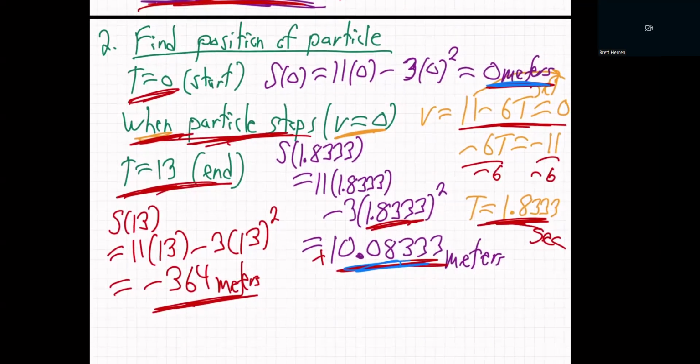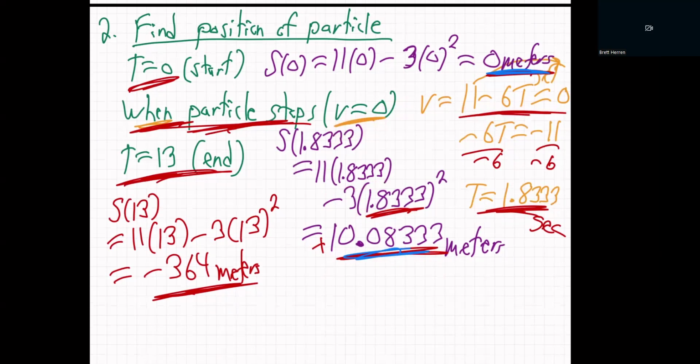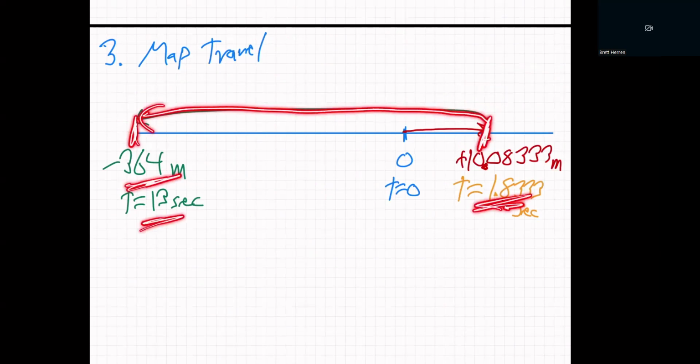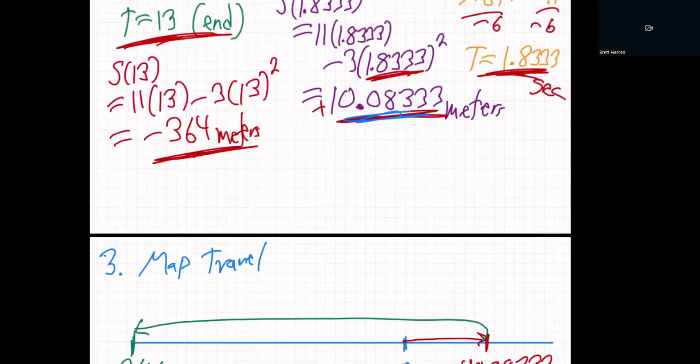It stopped going to the right and turned to go the other way. How did we know? We took the velocity. That was step 2, when the particle stops, meaning when the velocity is 0. So we set the velocity equation equal to 0, solved for the time, then plugged that into the position equation to find out where it's at when it stops. So it's 10.08 to the right when it stops at 1.833 seconds. Then it must go to the left. How do I know? Because it ended up at negative 364 meters at 13 seconds. Okay, so now we can answer the questions easily enough.